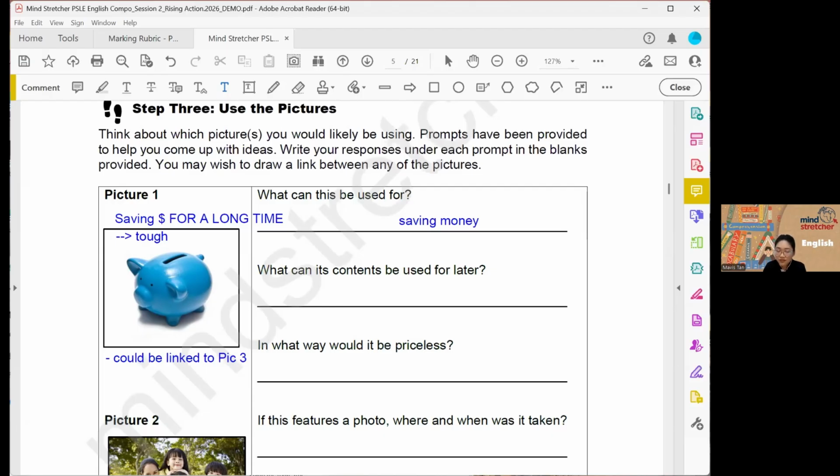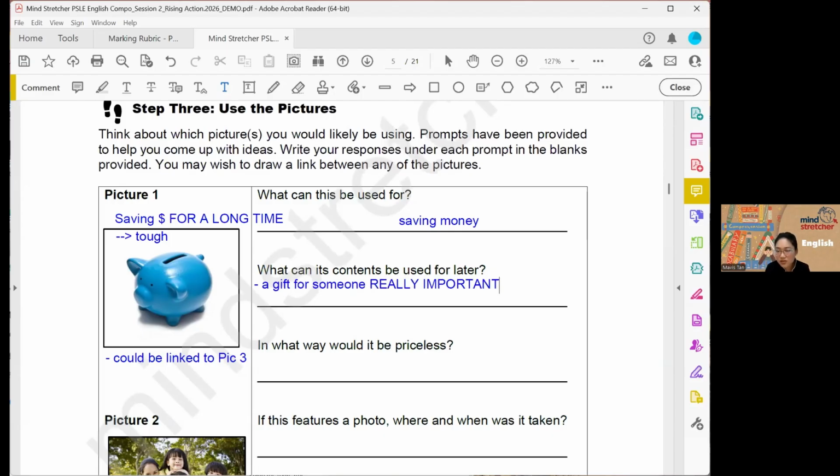Saving money is tough. And what can its contents be used for to answer our question, for our combo to be relevant? What must it be used for later? Golden ticket, like Charlie and the Chocolate Factory, is it? Okay, what can it be used for later? A gift for someone really important.